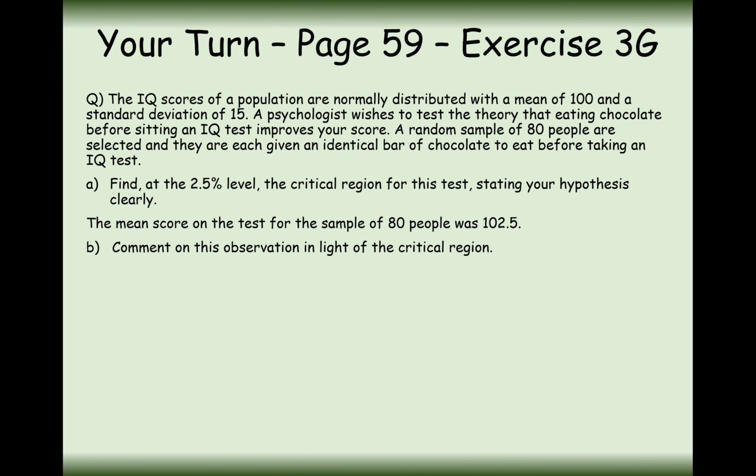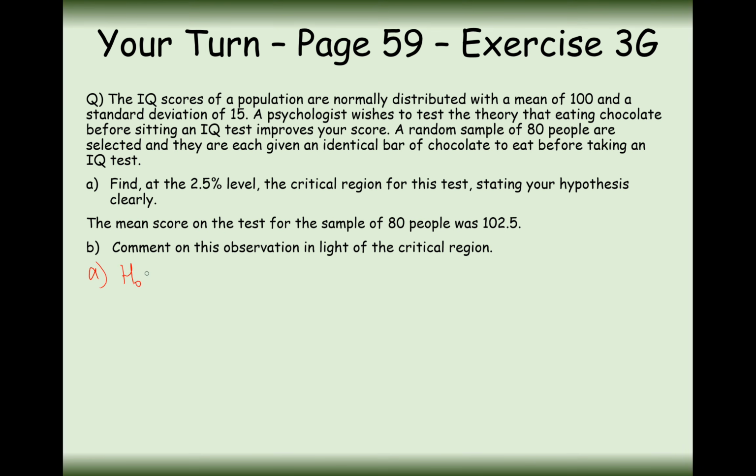So the IQ scores of a population are normally distributed with a mean of 100 and a standard deviation of 15. A psychologist wishes to test the theory that eating chocolate before sitting an IQ test improves your score. A random sample of 80 people are selected and they each are given an identical bar of chocolate to eat before taking an IQ test. Part A is find at the 2.5% significance level the critical region for this test, stating your hypothesis clearly.